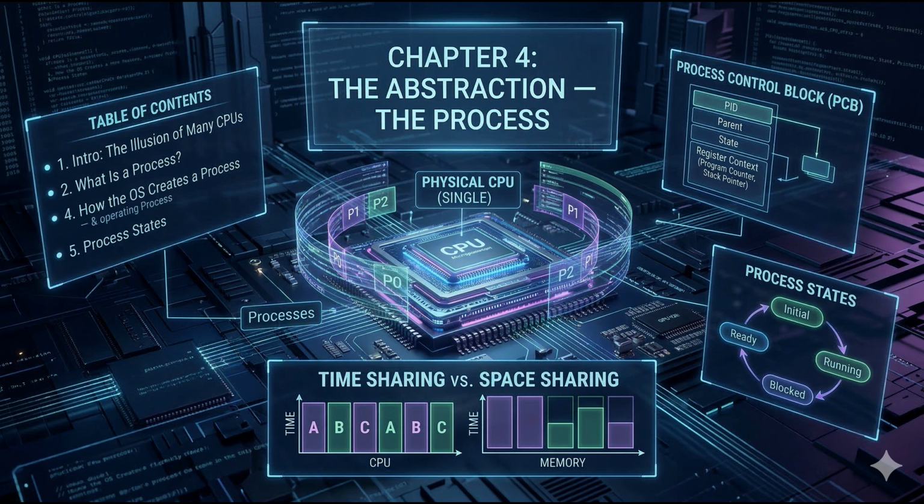1. Introduction: The illusion of many CPUs. This section explains what a process is and why your computer seems to run many programs at once. You will learn how the OS fakes having many CPUs using just one, and how it splits that work into two layers: mechanisms and policies.